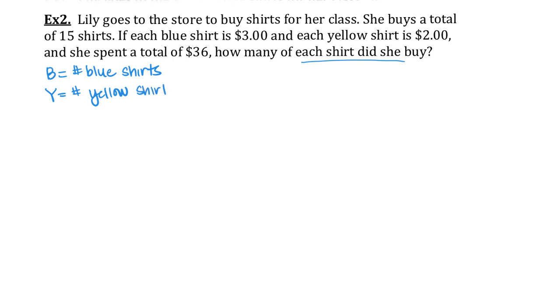It's the number of yellow shirts that she bought. Okay, let's go back and read for some information. She goes to the store to buy shirts for her class. She buys a total of 15 shirts, which is good information.